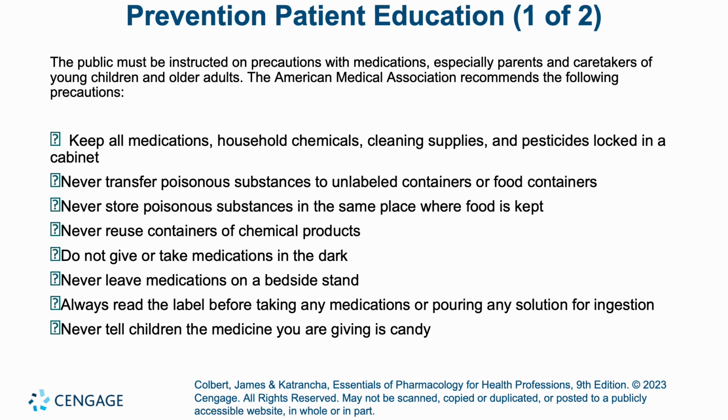So how do we want to educate patients about the risk of poisoning? The public must be instructed on precautions with medications, especially parents and caretakers of young children and older adults. The American Medical Association recommends the following precautions. Keep all medications, household chemicals, cleaning supplies, and pesticides locked in a cabinet. Never transfer poisonous substances to unlabeled containers or food containers.